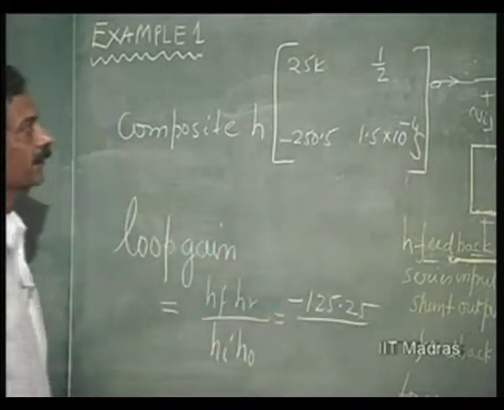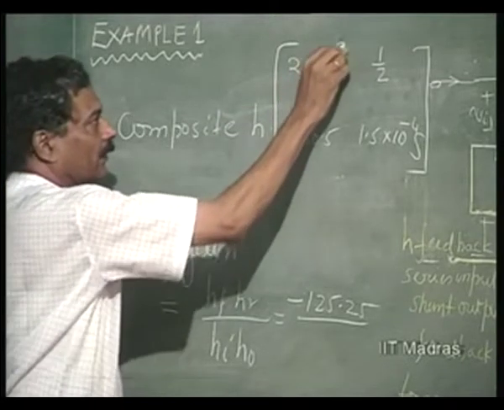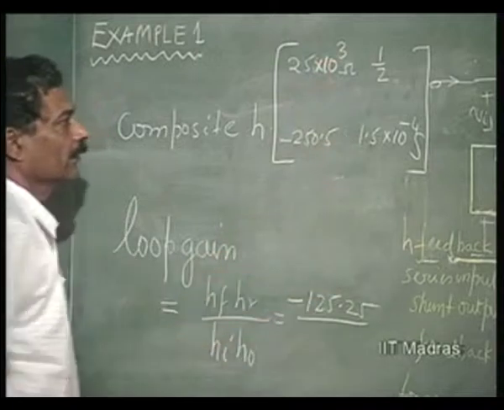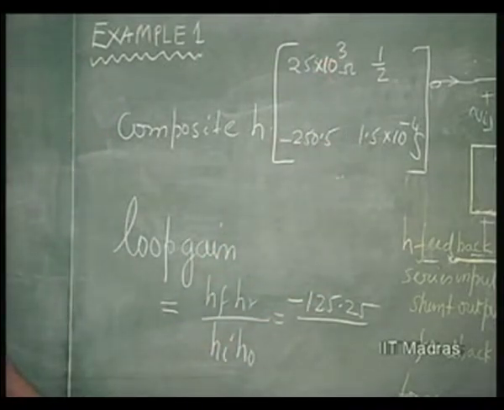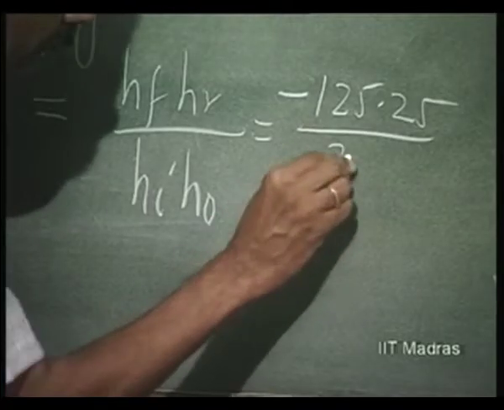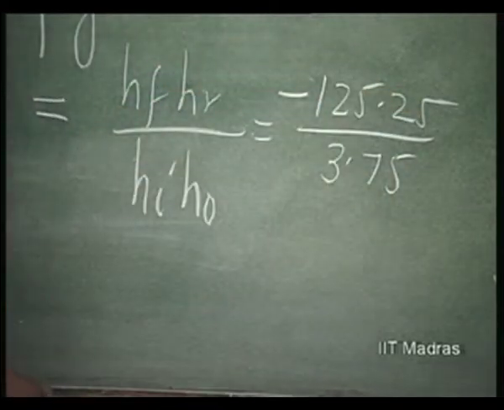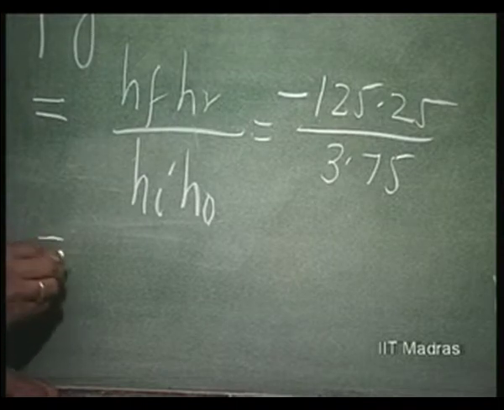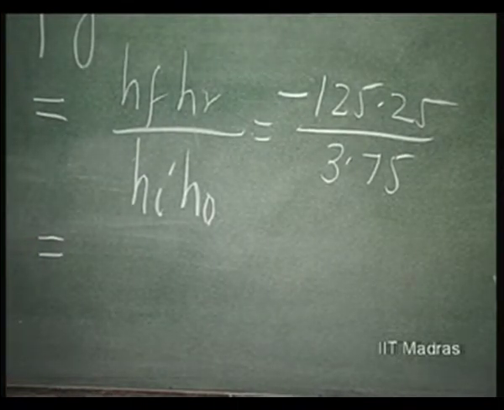This is in Siemens. This is in K, which is 10 to the power 3 ohms. So, what do you get? 25 into 1.5 into 10 to the power minus 1, or 2.5 into 1.5. Is it correct? 2.5 into 1.5 is 3.75. So, please find out this 125.25 by 3.75, which is 33.4.